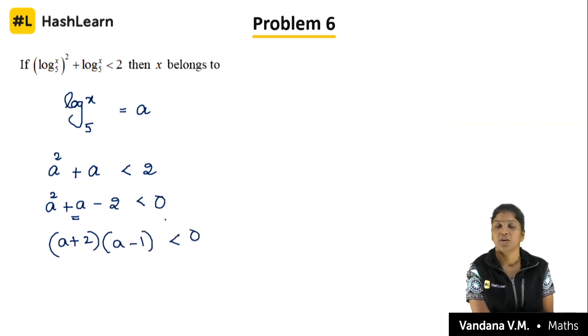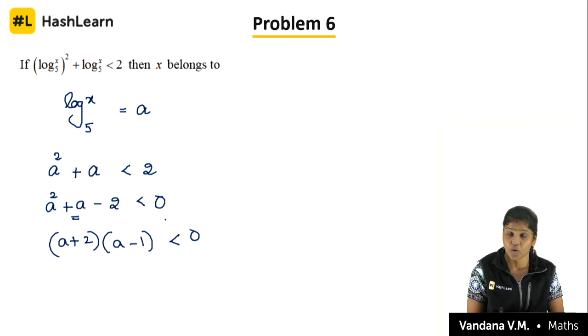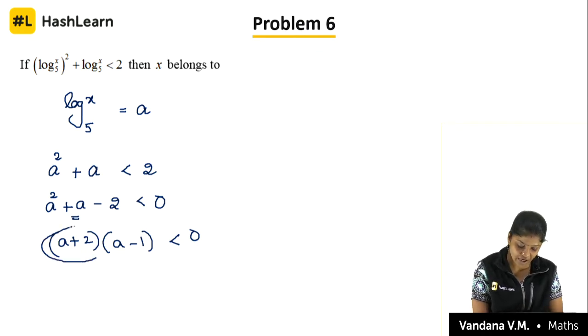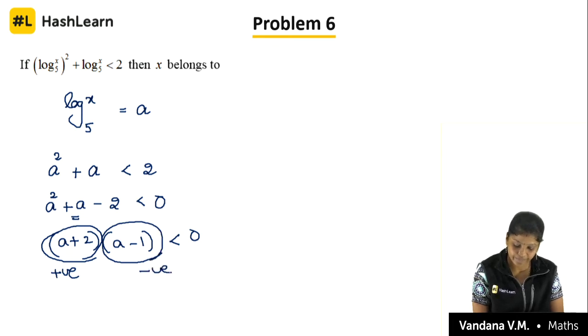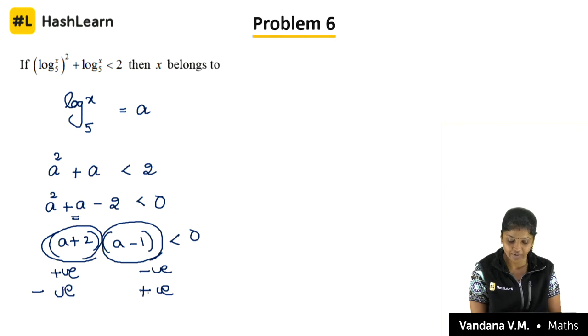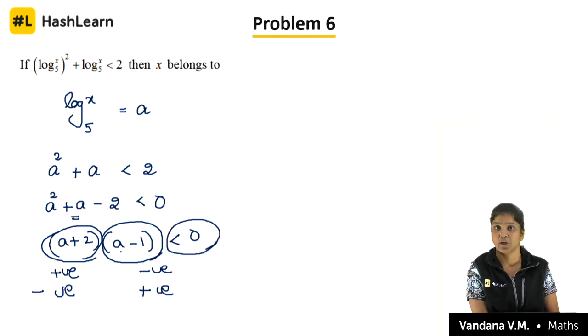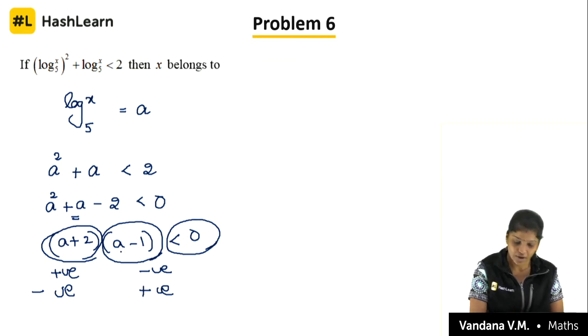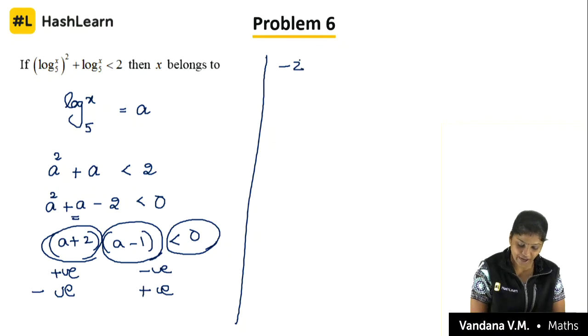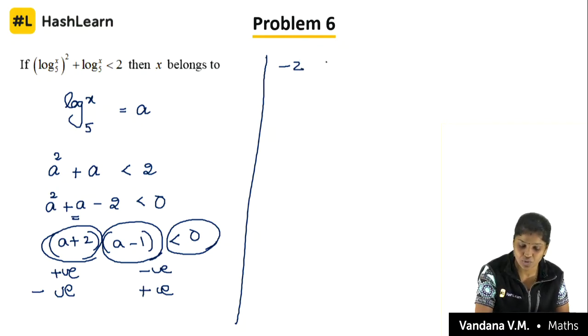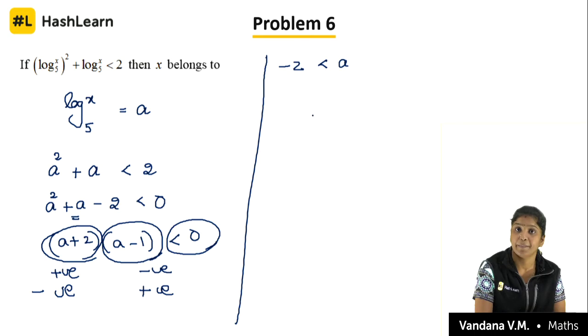less than 0. Less than 0 means one factor must be positive and the other must be negative. If this is positive, this must be negative; if this is positive, this must be negative. Then only the product will give us less than 0. That is very important. Now, if you expand this, the value a is equal to minus 2. So, the value will lie between minus 2 less than a less than 1.